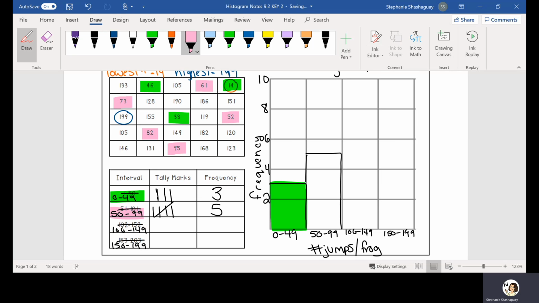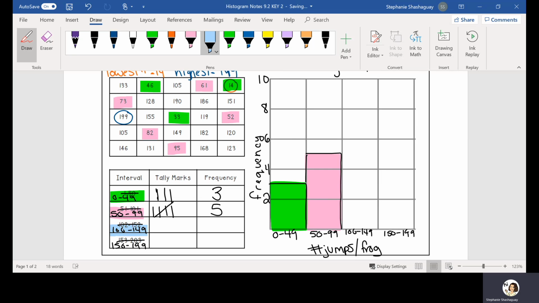And then I can shade it in. Okay, I had 5 frogs jumped 50 to 99 times. All right, let's move on to our next interval. Our next interval will be blue, and that will be 100 to 149.